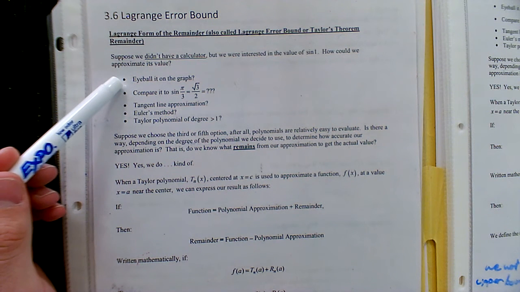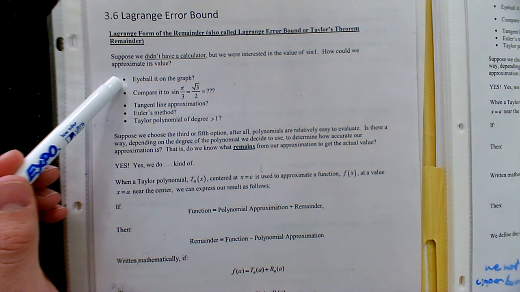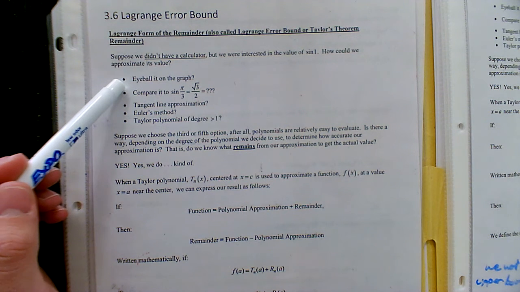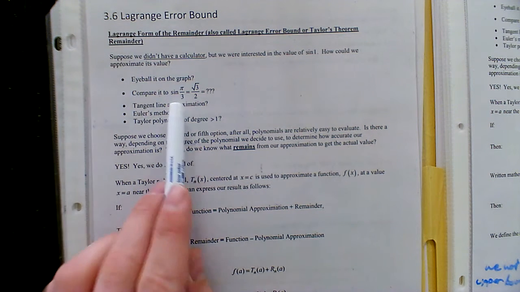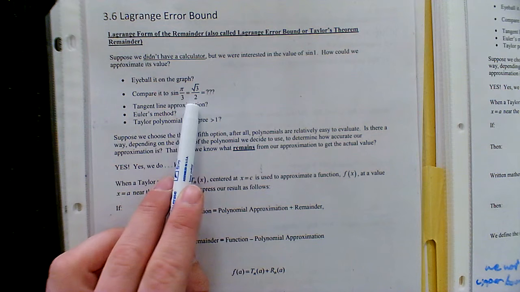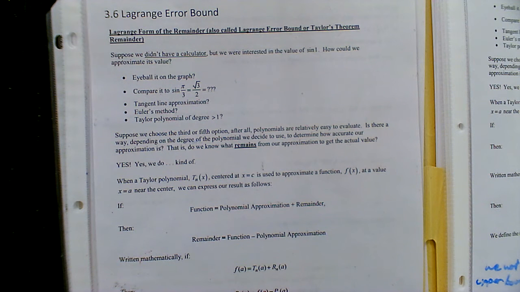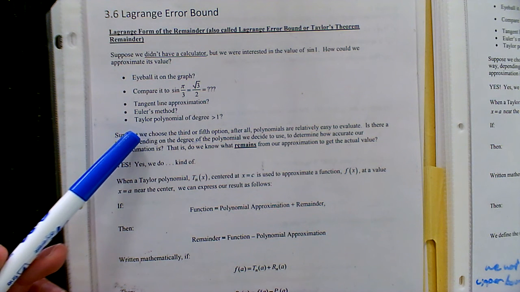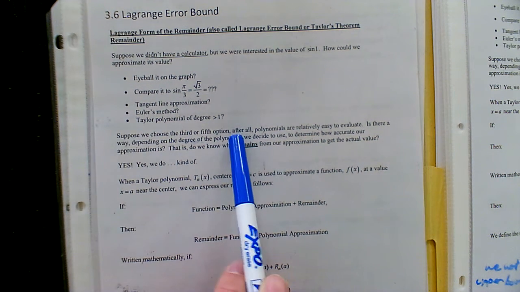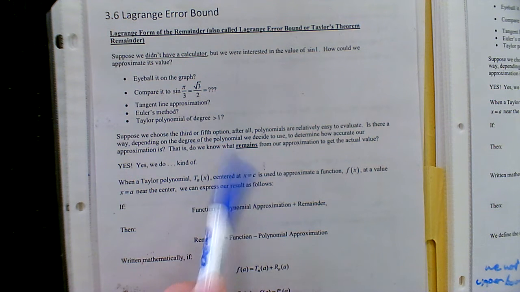They have a few others. You could eyeball it on the graph, so you could graph it and then look close to where 1 would be and get an approximation of it. You could think of sine of pi over 3 and know that it was some value close to square root of 3 over 2. So just some different methods. Euler's method, drawing a bunch of different tangent lines, approximating it closer. Or what we most recently have done, the Taylor polynomial of degree greater than 1. Again, a Taylor polynomial of degree 1 is a tangent line, so that's why they say degree greater than 1. That's when we started approximating the curves, in the last two sections that we've been dealing with.